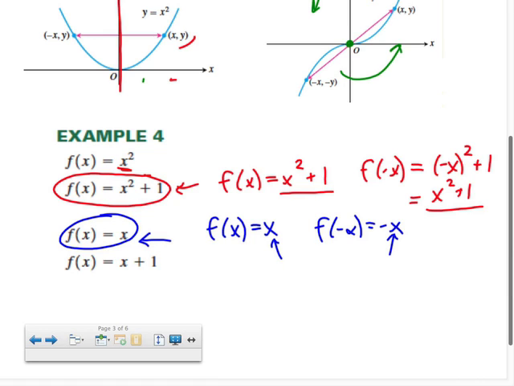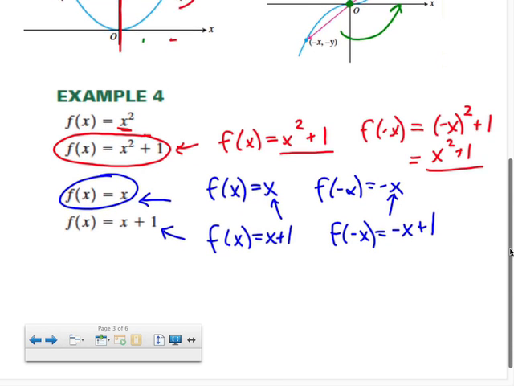Now, you might think with this fourth one, it's just like what we had up above, that by adding 1, it's still an odd function. But it won't be here, because when I plug in x, I get x plus 1. And when I plug in negative x, I get negative x plus 1. Those are not opposite answers. The x's are opposite, but they both have a plus 1.